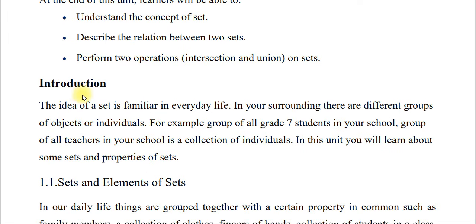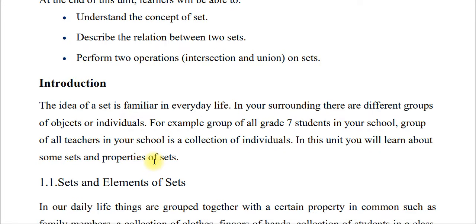So next there is an introduction part for this unit. The idea of a set is familiar in everyday life. እንግዲህ ስለ ሴት ስናወራ in our day to day life ላይ ያለ ፋሚሊያር የሆነ ኮንሰፕት ነው። In your surrounding there are different groups of objects or individuals. For example, a group of all grade 7 students in your school is an example of a set. A group of all teachers in your school is a collection of individuals. This is also an example of a set. In this unit, you will learn about sets and properties of sets.